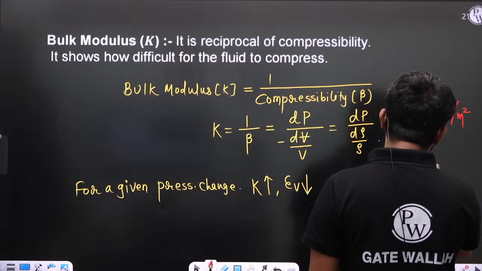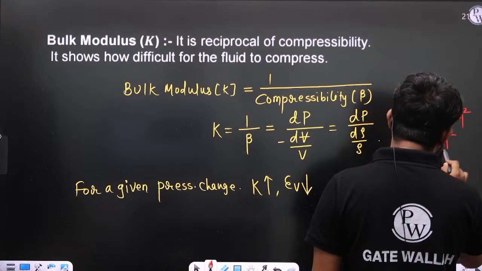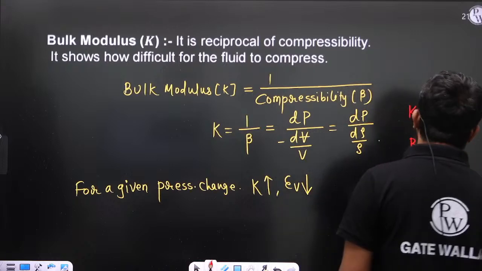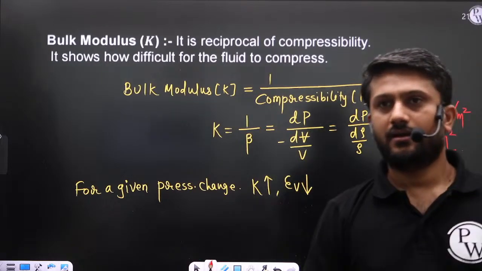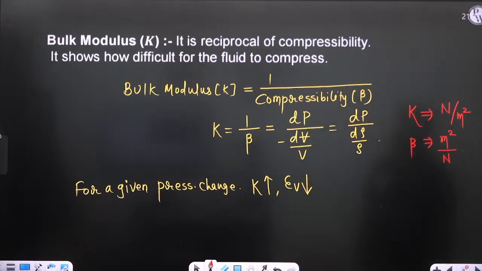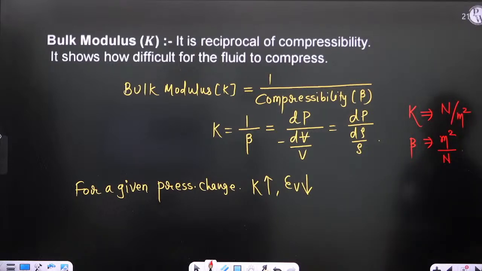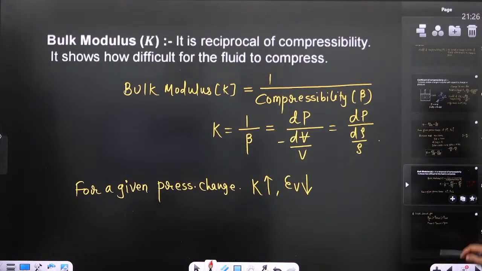Whereas beta is the reciprocal of K. So what is the unit of beta? That is meter square per Newton, right? So remember this: the pressure unit and the bulk modulus unit are the same. The bulk modulus unit is Pascal, or you can say Newton per meter square.